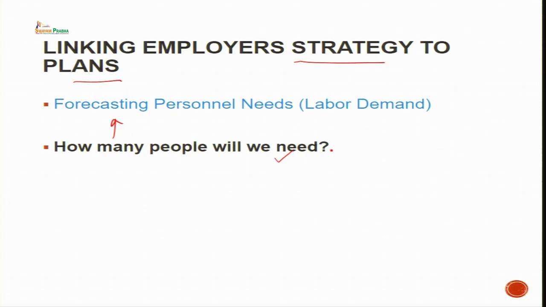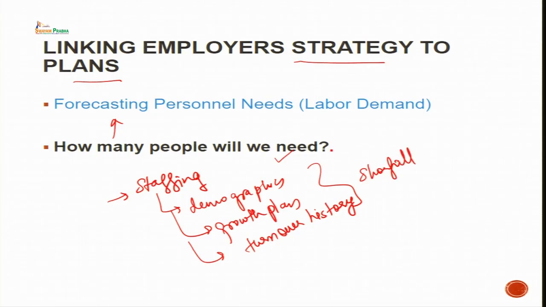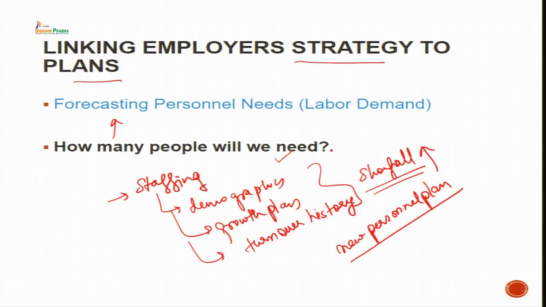For example, a manager takes over staffing at an organization. He may review the demographics, growth plans of the organization, and also turnover history. Further, after studying these parameters, he may discover that projected employment has a shortfall that was 4 times more than the company could fill with its current recruitment process. So it's a very high shortfall that the company is facing. He then may formulate a new personnel plan. This new personnel plan will be recruitment of a few more individuals with the recruitment and screening process in line. So this is how forecasting of personnel needs is done in the organization.